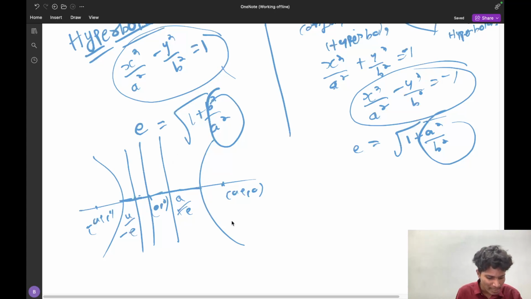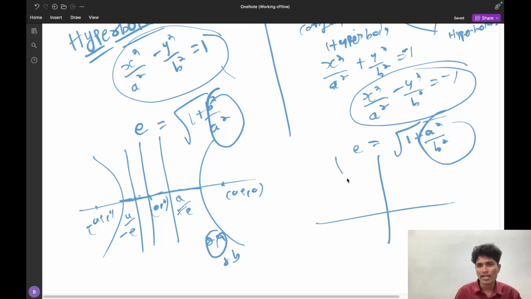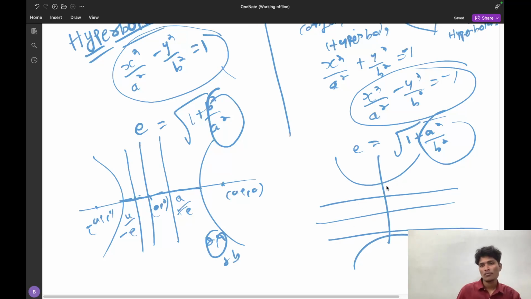Yes, the transverse axis length is 2a and the conjugate axis length is 2b. Here also the hyperbola looks like this, and these two are the lines. If you observe very carefully, this is (0, b) and this is (0, -b), and these are the points you already know. And here the transverse axis length is 2b, but the conjugate axis length is 2a.